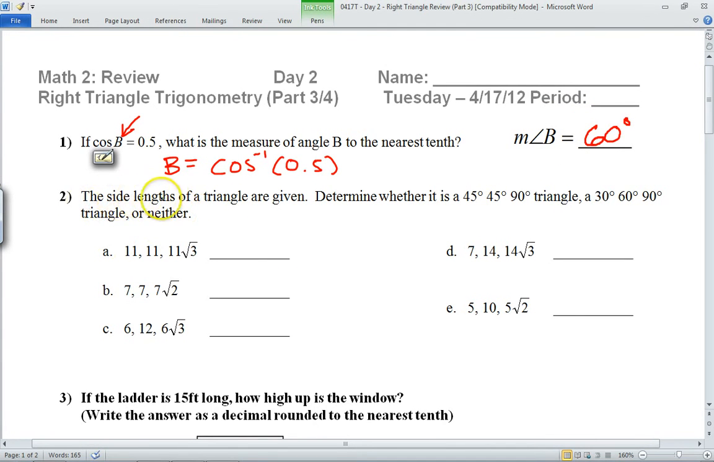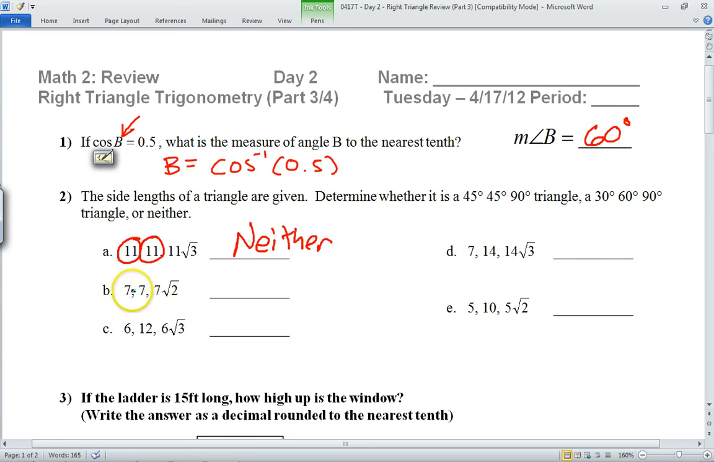Now look at number 2. The lengths of a triangle are given. Determine whether it is 45, 45, 90, 30, 60, 90, or neither. Well, look at A. Notice how it has two sides that are the same. Well, a 45, 45, 90 triangle has that. But the hypotenuse should be 11 radical 2. So that's going to be neither.